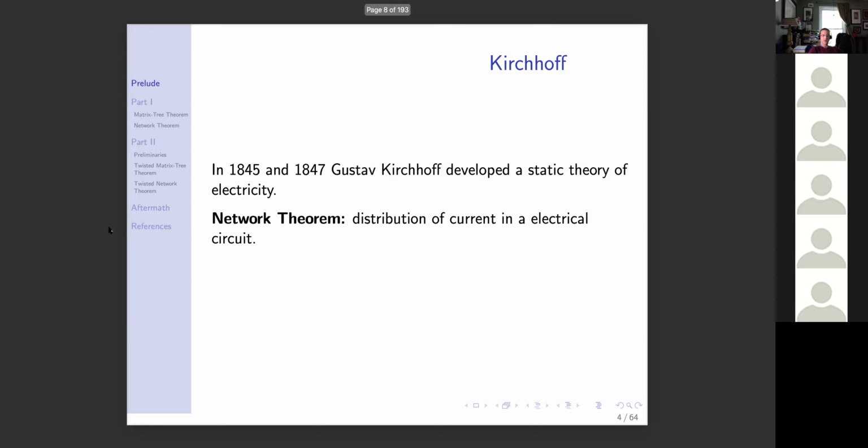And the network theorem talks about the distribution of current in an electrical circuit, how current is distributed in an electrical circuit. And the other theorem that's attributed to him is the enumeration of spanning trees in a graph. The relationship between the two is the idea that an electrical circuit is mathematically modeled by a graph in the sense of last week that we talked about.